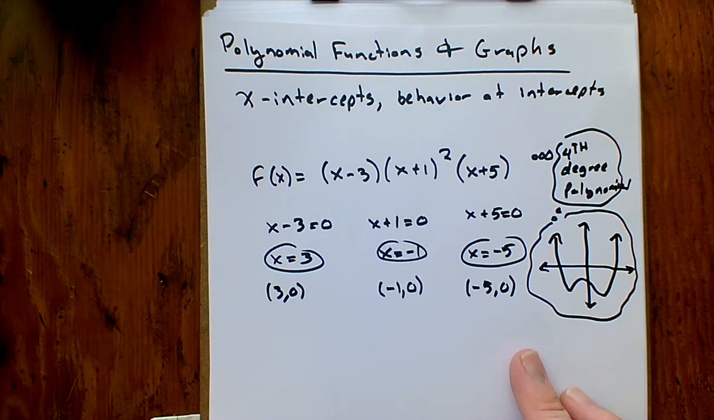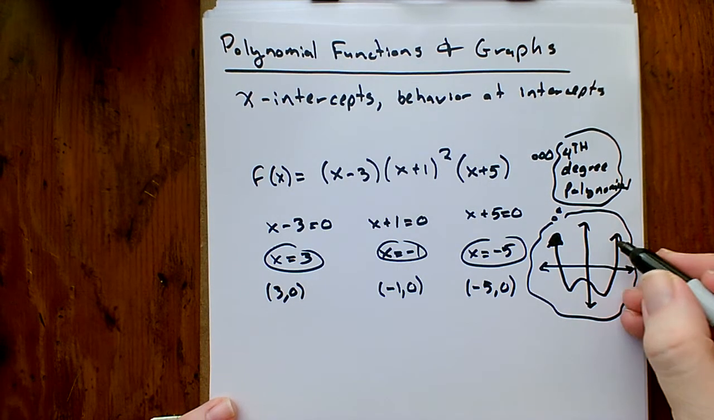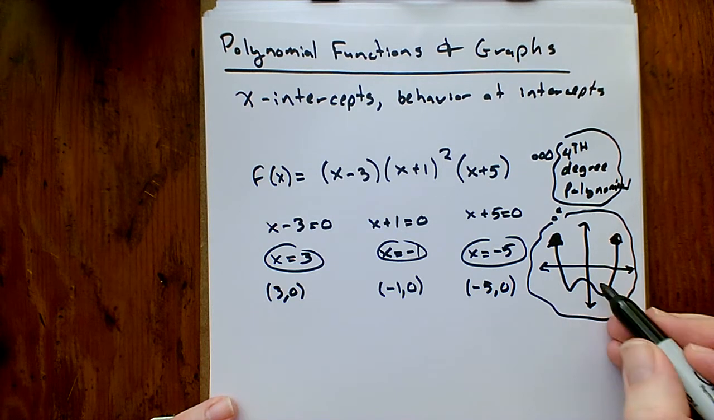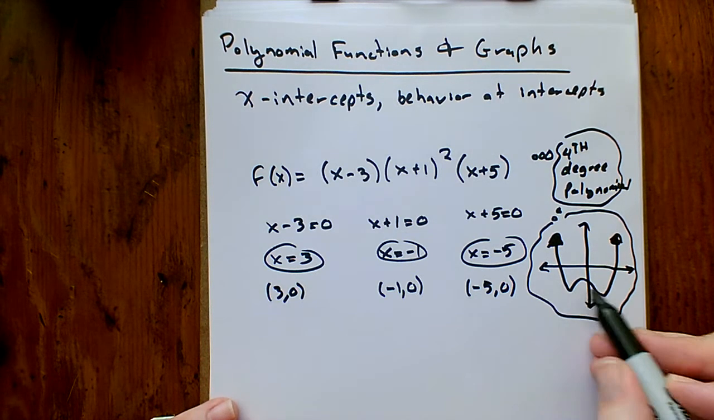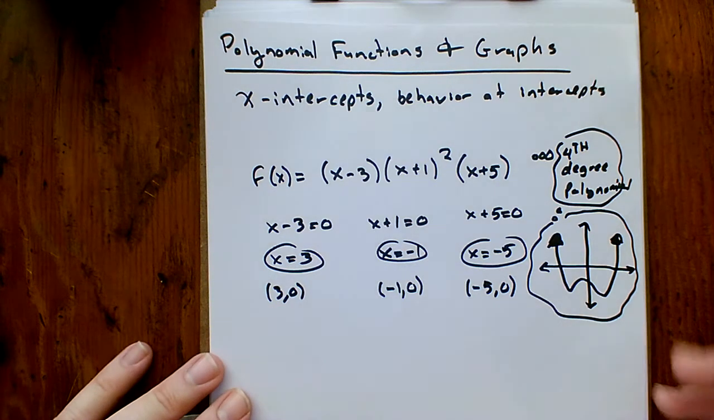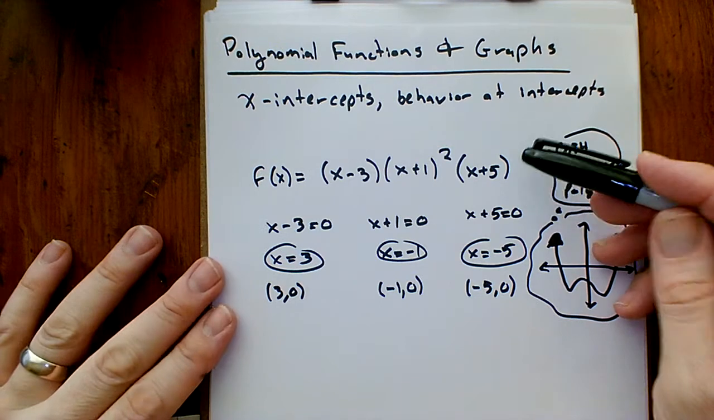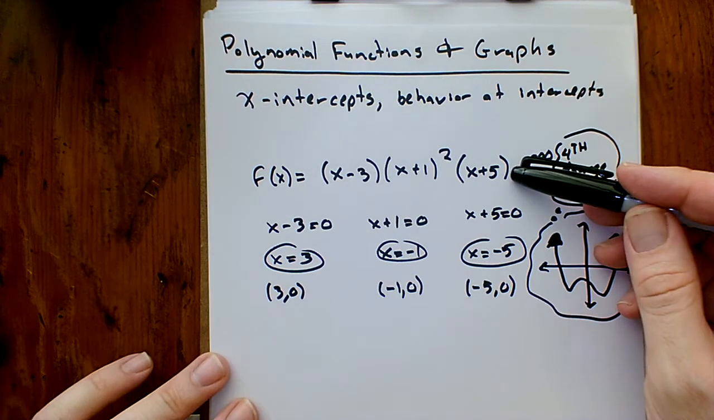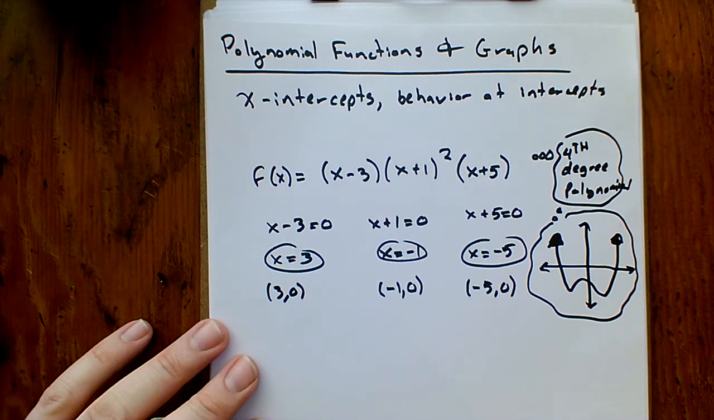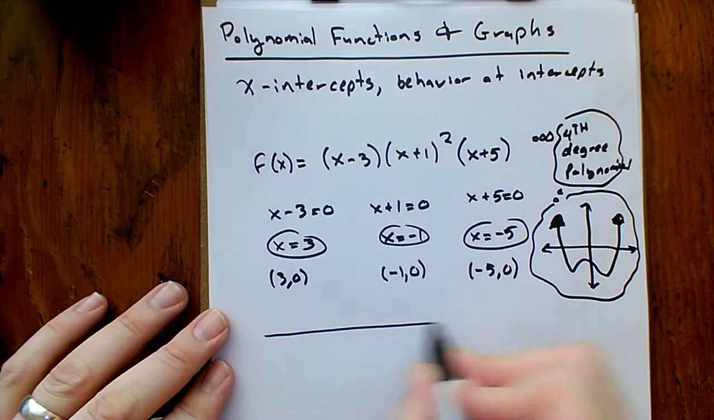Now, when we're doing this, I've got 2 ends up, and it looks like I'm going to have 3 different points where this is going to cross the axis. Well, I could have as many as 4 different places where it crosses the axis, or it might not even cross the axis at all. But what we're going to have to figure out is what is the behavior at each of these intercepts. And this is going to be a little bit interesting.